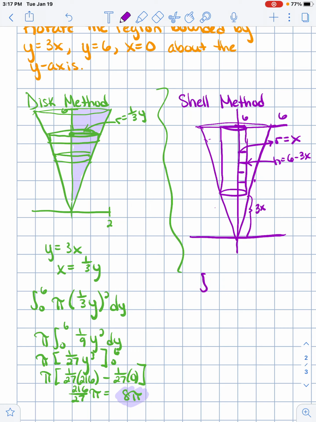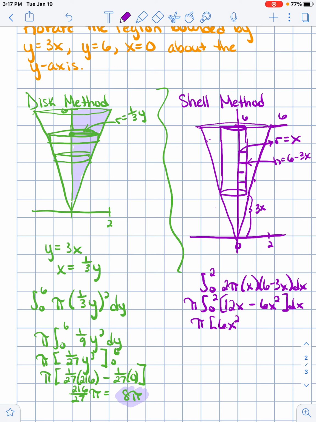Okay, so to find this volume, we're saying from 0 to 2, because that's along the x-axis, this is 2 pi, the radius is just x, and the height is 6 minus 3x, times a little bit of depth to it. I'm going to pull out the pi, and I'm going to distribute the 2x in, so that gives me 12x minus 6x squared. Integration, 6x squared minus 2x cubed.